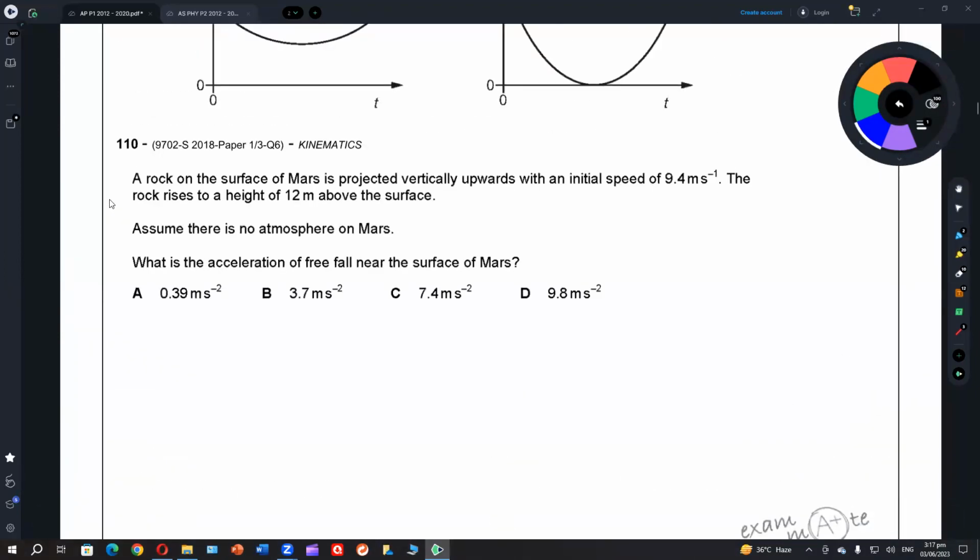So the rock's velocity formula was rearranged to give the final formula. A rock on the surface of Mars is projected vertically upward with an initial speed of 9.4. The rock rises to a height of 12 meters above the surface. Assume there is no atmosphere on Mars.